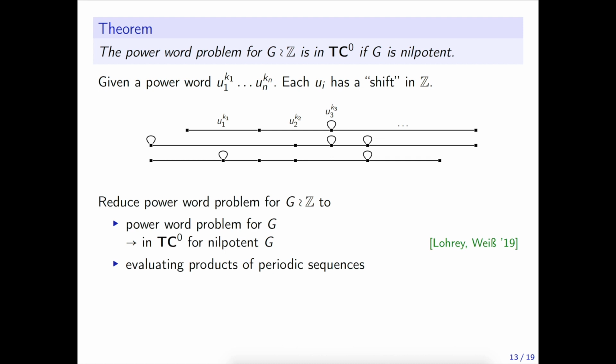Now we can decompose this picture into polynomially many pieces. First, we have points with loops. Such columns are instances of the power word problem for the group G. And in fact, we know that the power word problem for finitely generated nilpotent groups is in TC0. The rest consists of exponentially long superpositions of periodic labelings. We call the remaining problem the periodic words problem over G.